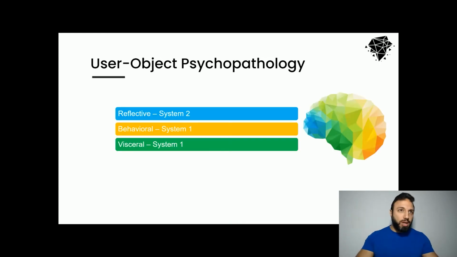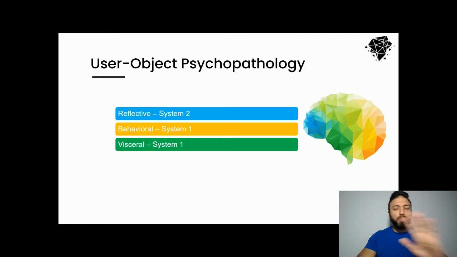So what I'm trying to say with this is, you as a designer need to get to that visceral, behavioral, and reflective, which are the three stages of perception. Visceral is system one. Behavioral as well is system one. Reflective is system two. And let's elaborate a little bit with some examples.